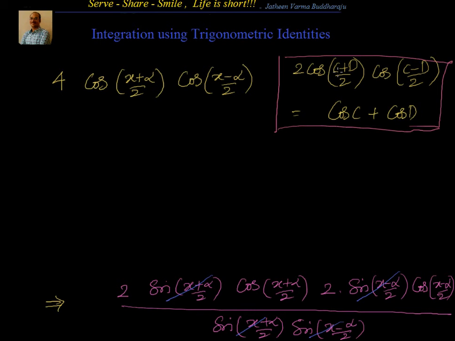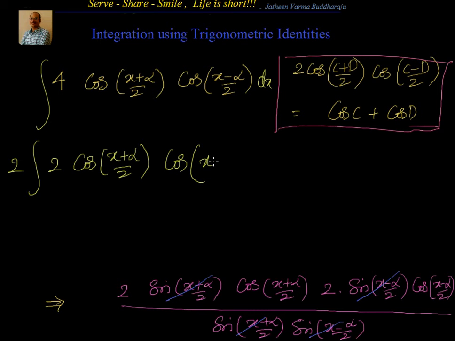So we have a product now. We will try to convert that back into a sum. I will take 2 out and I'll say 2 into 2 cos x plus alpha by 2 cos of x minus alpha by 2 dx, which is nothing but equal to 2 into the integral of this whole thing, which is cos c plus cos d. Our c is x and our d is alpha, so can I write it as cos of x plus cos of alpha? Seems to be reasonable, right? Cos of x plus cos of alpha.